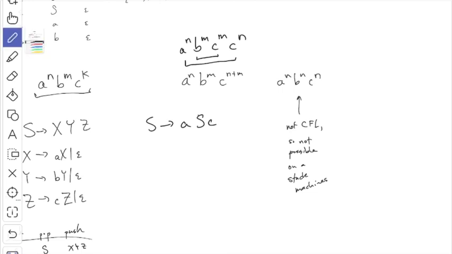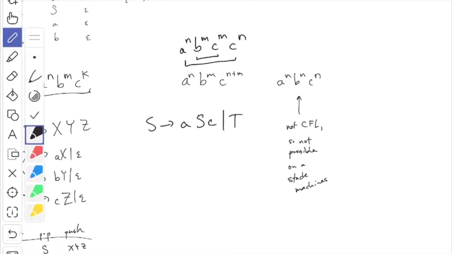And then you do that for a while, and then you switch to something else, say T, and then T makes the inside. So you do the T one a bunch of times to get you the B's and the matching C's on the inside. And then this you can convert.